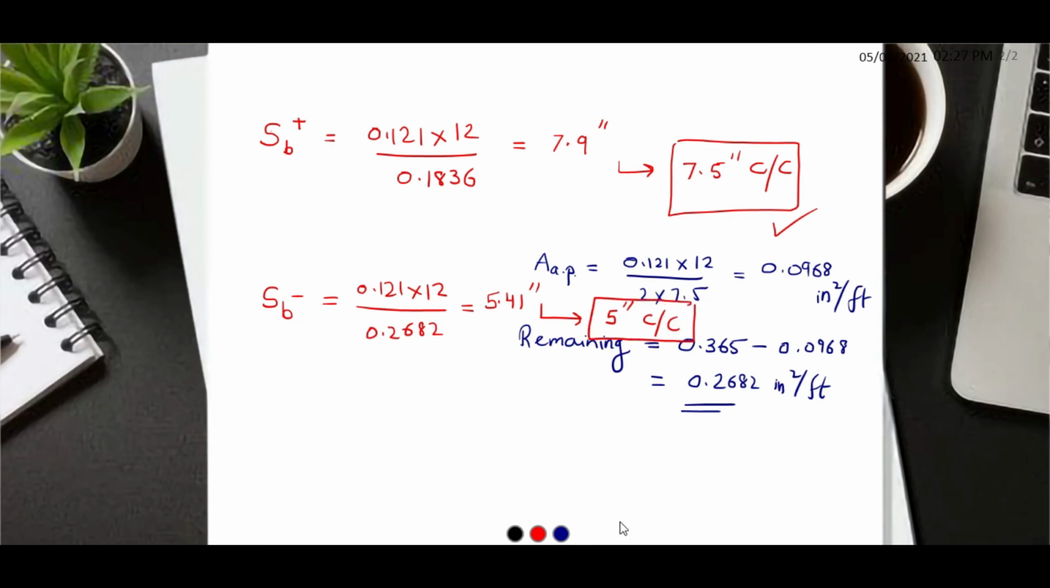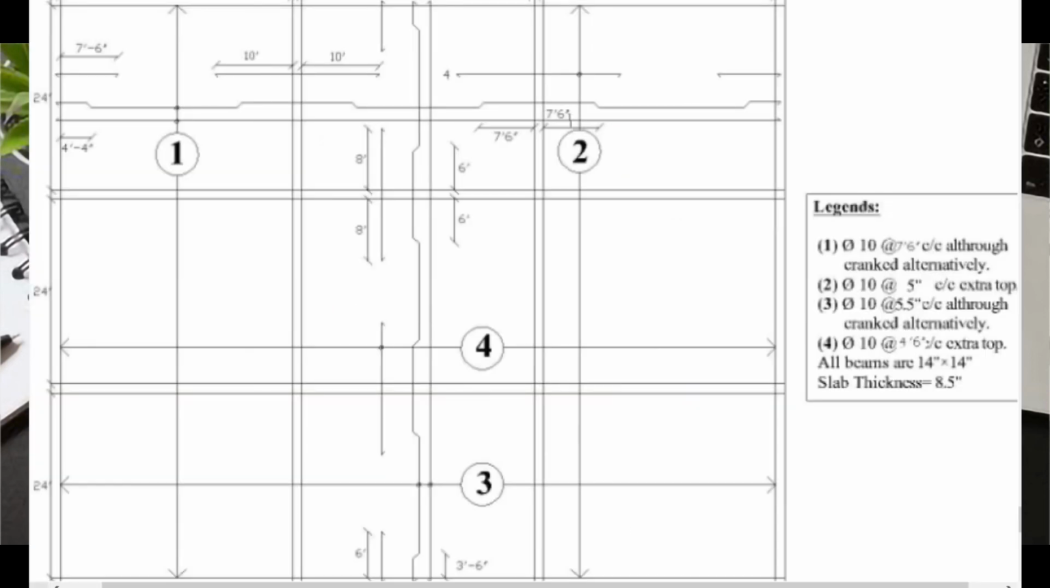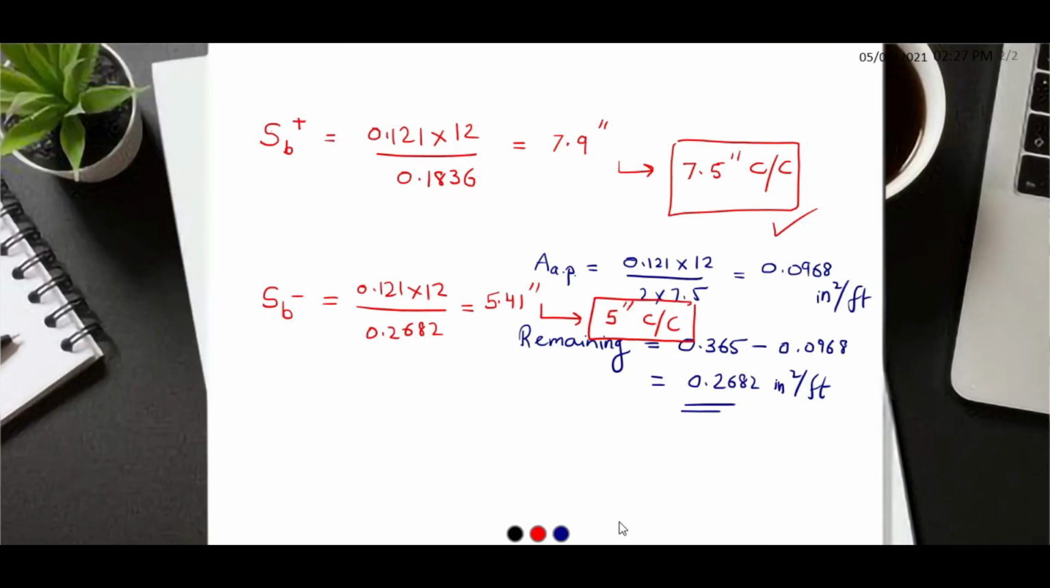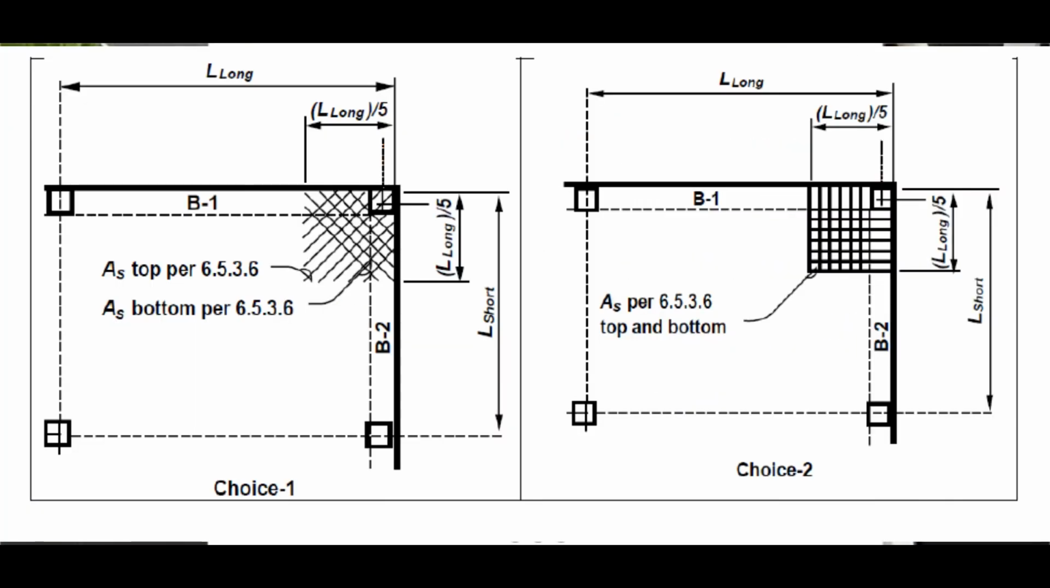Now let us draw the details of reinforcement. You can see the details of reinforcement from this picture. And I have also provided some torsional reinforcement at the corners according to this criteria. You can see for 1/5 of the span.